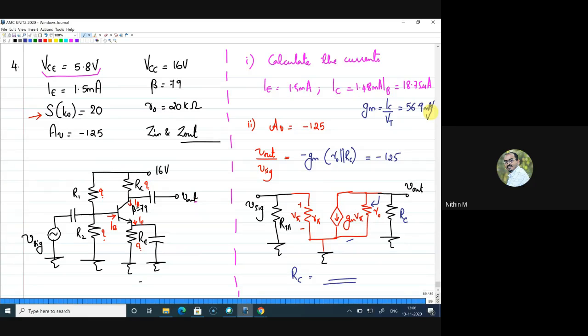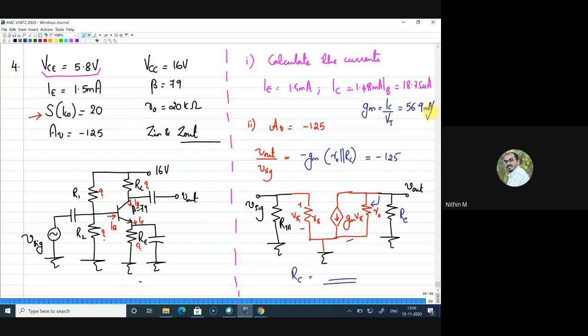Check your calculator. Are you seeing a milli there or it is 0.0569? Sir, it's 0.0569. That means it is 56.9 milli. Oh, yes, sir. So what you are seeing is not milli, it is without any milli or micro. So if you do that, you will get RC value.